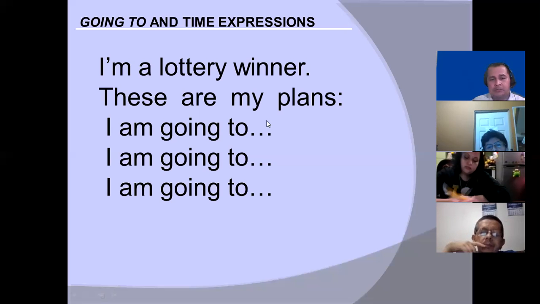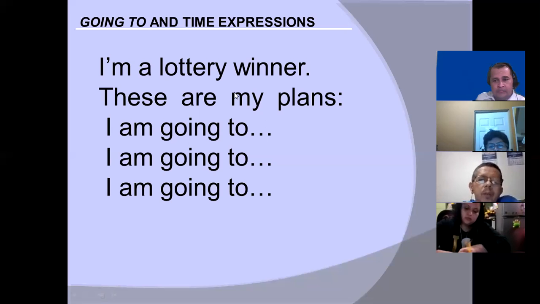Jose Sol. I'm lottery winner. These are my plans. I'm going to buy a car. I'm going to visit Spain. I'm going to donate Father Vito Guarato. Okay, you're going to donate part of the money. Very good. Okay, thank you.